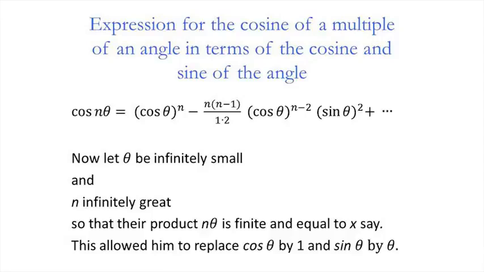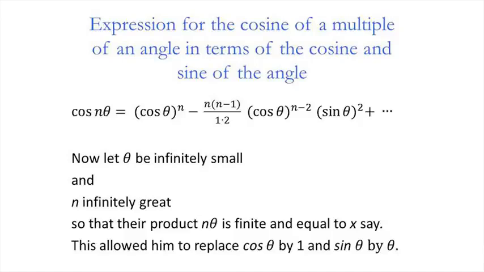Now watch Euler at work, consummate mastery. He says, now let theta be infinitely small, and let n be infinitely great, but that's not all, in such a way that their product remains finite and equal to some number x. So let one of them get smaller and smaller, the other one get larger and larger, but all of the time, the product of the two of them always gives you x.